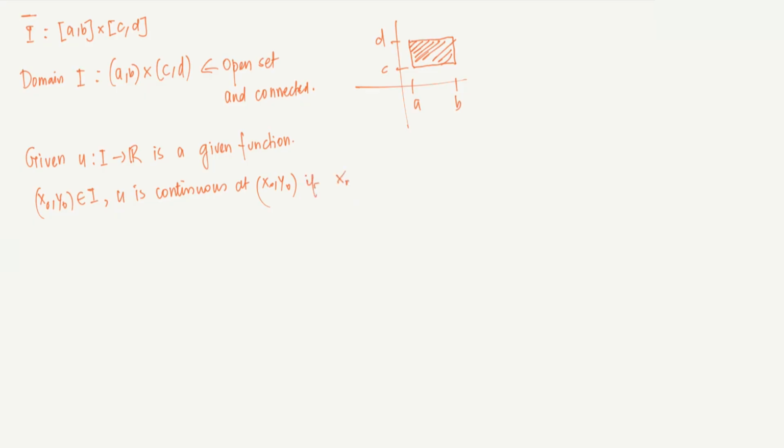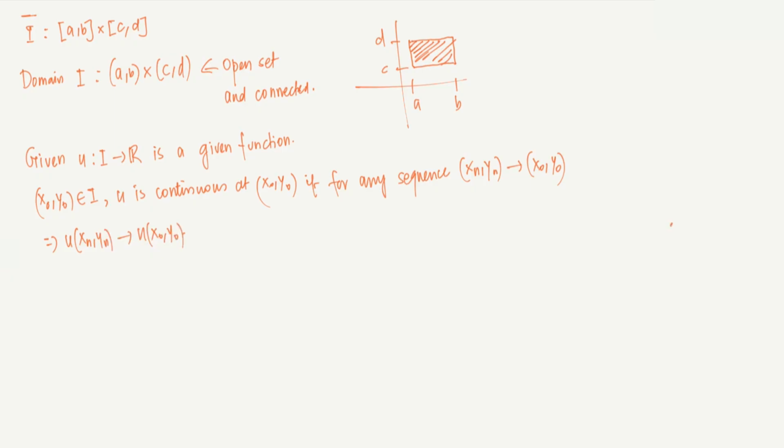So u is continuous at the point x naught y naught if for any sequence xn yn converging to x naught y naught, u of xn yn must converge to u of x naught y naught. So that's your definition of continuity.